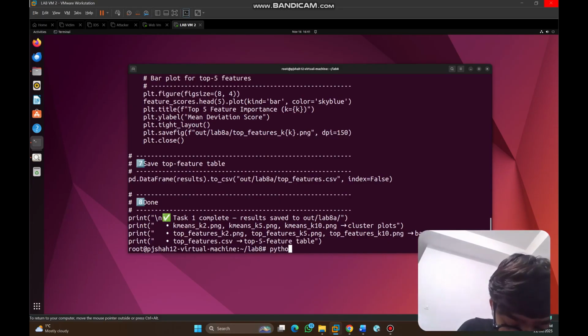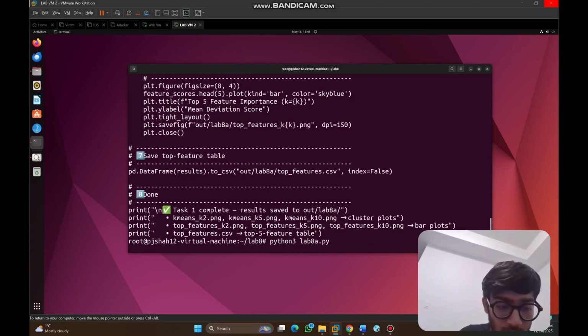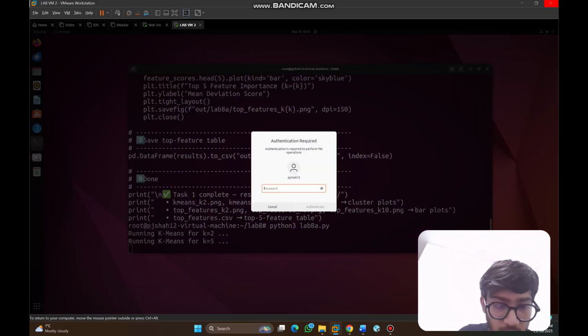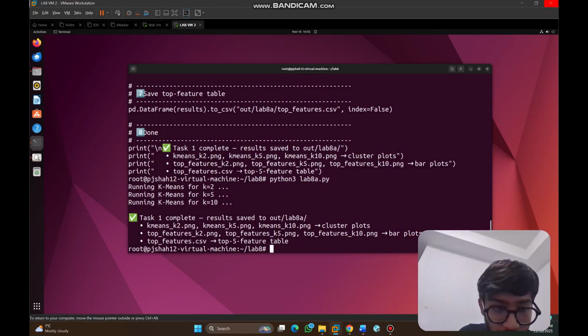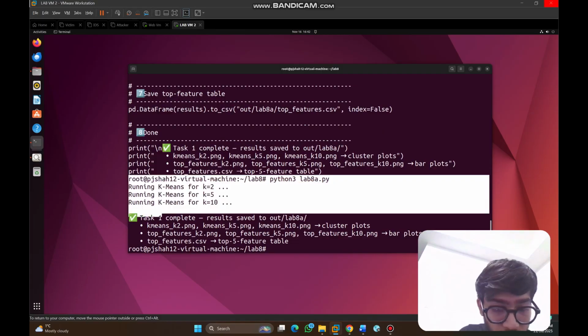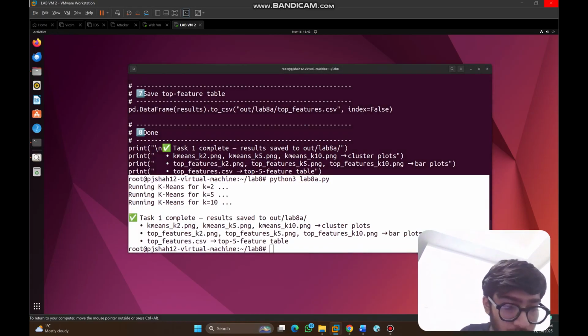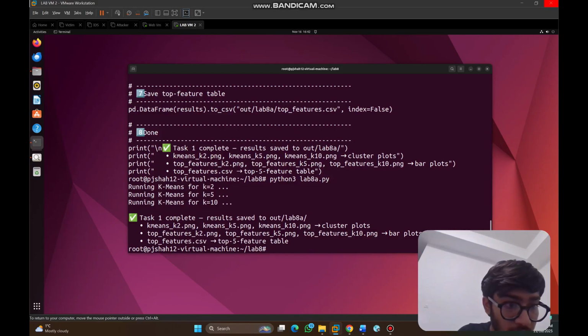So I'm gonna first run python3 lab8.py. It's running, it's gonna take some time. Yeah, it's done. Here you can see there are no errors in Task 1 and it runs properly.